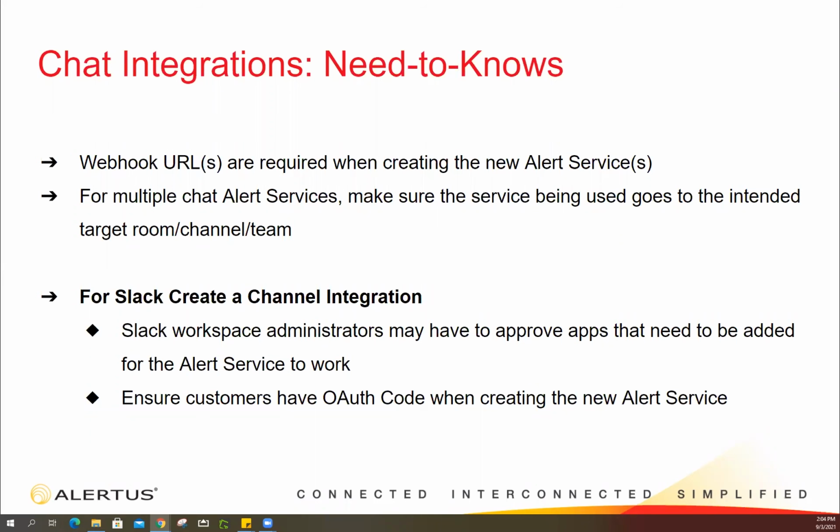Now, specifically for the create a channel integration for Slack, it is important to know that the Slack workspace admins may have to approve apps that need to be added for the alert service to work. And sometimes this part of the process is overlooked while they're adding the alert services, and as a result, it may prevent the service from actually being added. And lastly, make sure that customers using the Slack channel integration have an OAuth code when creating the new alert services. Otherwise, again, it will not work.